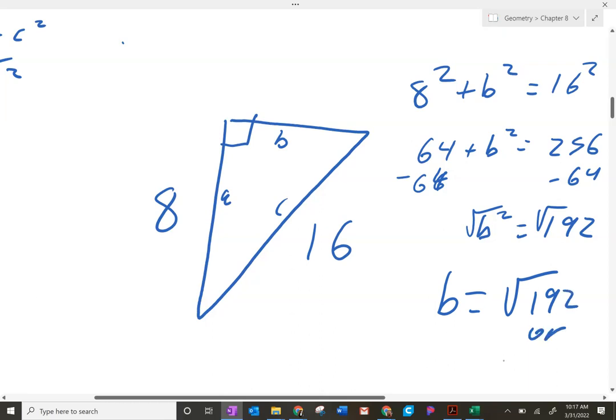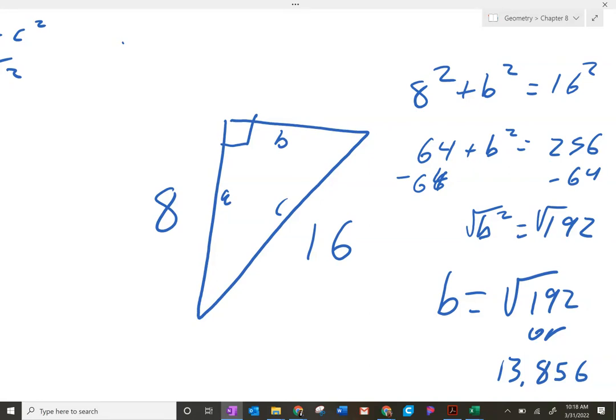Or you could say 13.86. What about 8 square root of 3? Yes. Yes. Yep. All right. Any other questions on Pythagorean theorem?